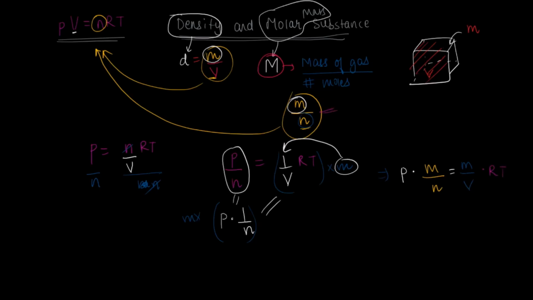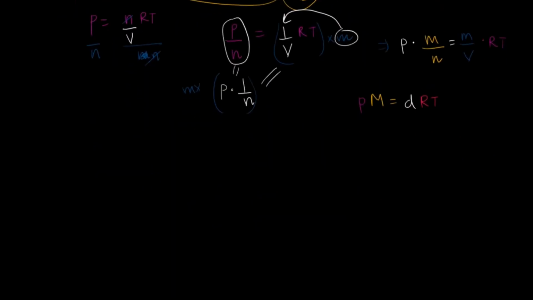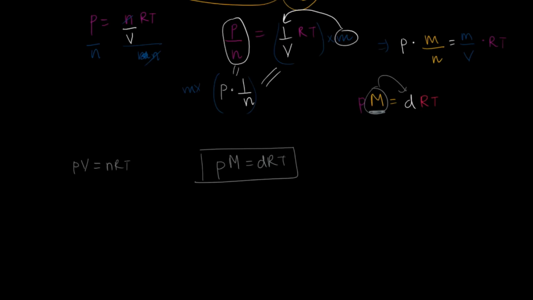m over n, as you just saw, is just the molar mass. So you get P times the molar mass of the gas is equal to m over V, which is the density. So instead of m over V, we just write D, and RT just remains. Now you arrive at an expression that, given the density of a gas, you can approximate its molar mass, or given its molar mass, you can find its density. It's just another spin-off version of the ideal gas equation, or the combined gas equation. They are both equivalent facts, just different use cases.